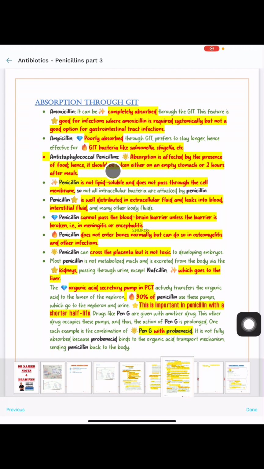Antistaphylococcal penicillin absorption is affected by the presence of food. And what are the antistaphylococcal penicillins? Those are methicillin, nafcillin, cloxacillin, dicloxacillin, and flucloxacillin. And hence it should be taken either on an empty stomach or 2 hours after meals.